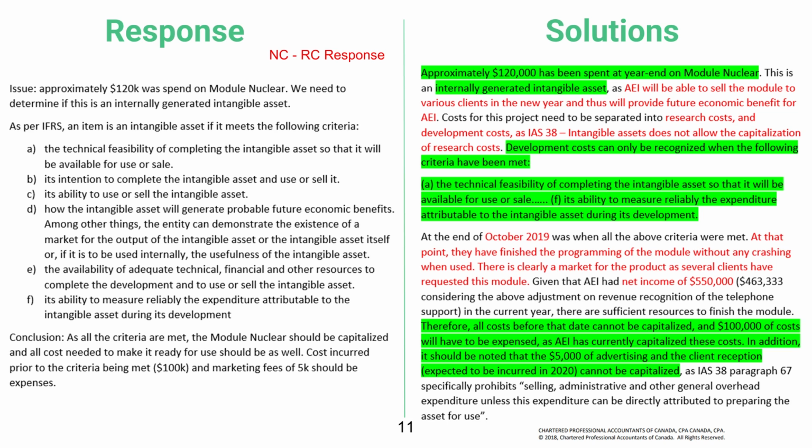In the sample solution, you'll notice that I highlighted things in green, which I have included in my response, and things in red that I have missed. For example, I said that this was an issue of determining if there was an internally generated intangible asset, but I didn't talk about if there needs to be future benefit, which is alluding to the issue of if it was an asset or not.